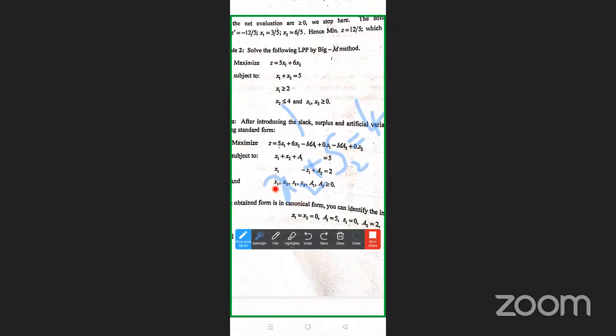After that, x1, x2, s1, s2, A1, A2, all variables are greater than or equal to 0. The third equation is x2 plus s2 equals 4. So all variables x1, x2, s1, s2, A1, A2 are greater than or equal to 0.